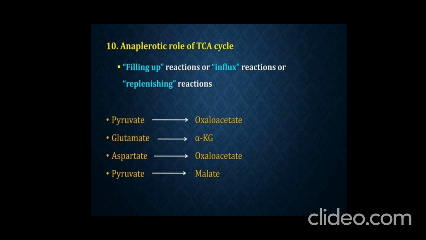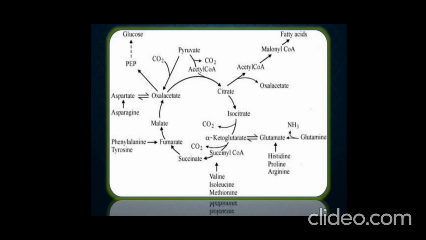Then the last one, anaplerotic role of TCA cycle. That means filling up reactions, influx reactions, or replenishing reactions. Pyruvate is formed into oxaloacetate, glutamate is formed into alpha ketoglutarate, aspartate is formed into oxaloacetate, and pyruvate is formed into malate. These are the examples of anaplerotic role.